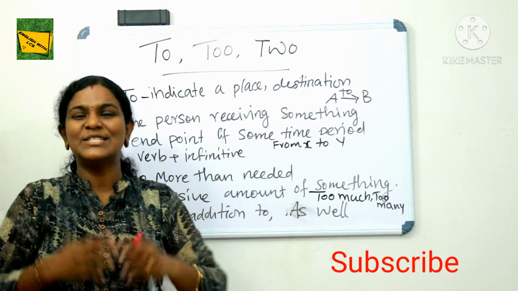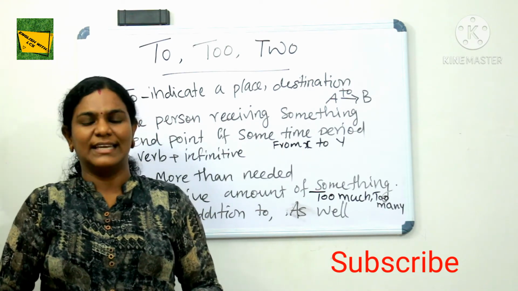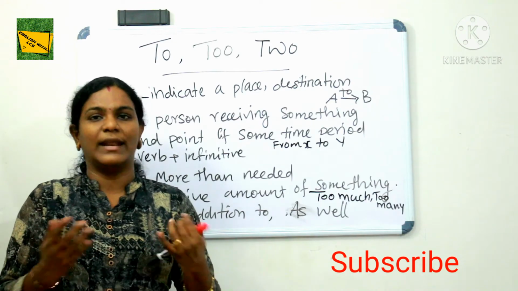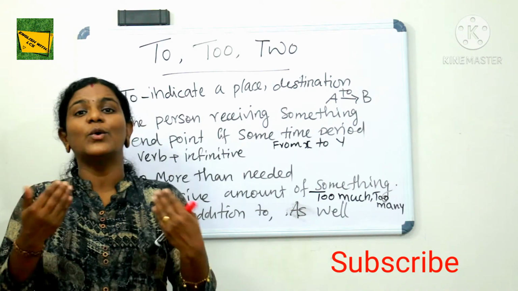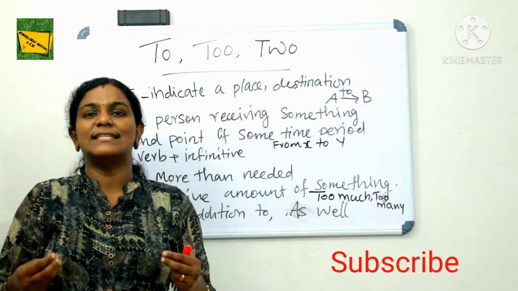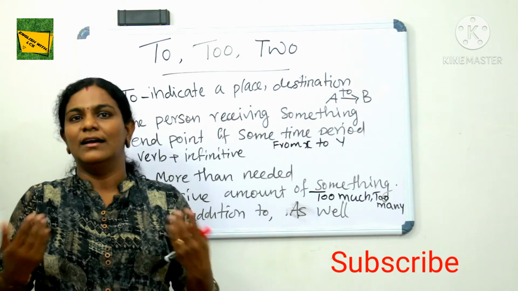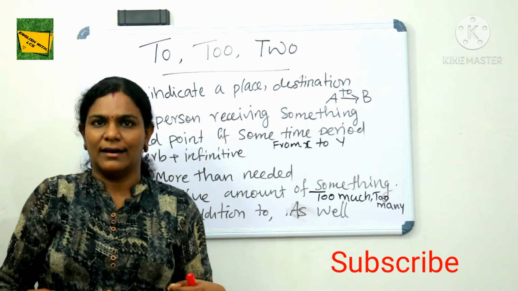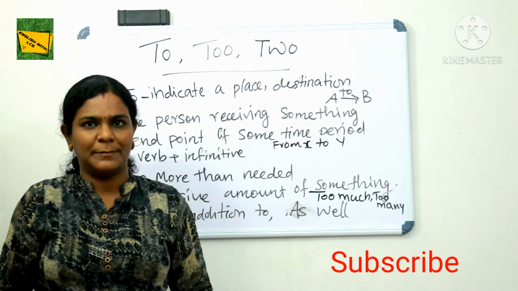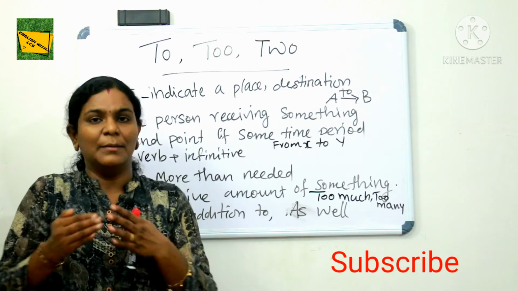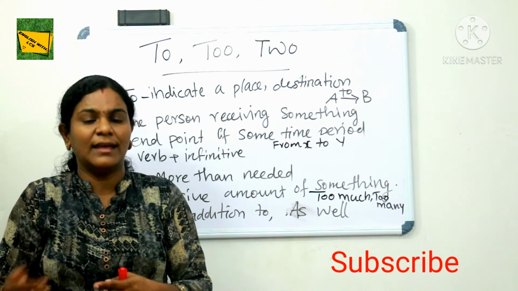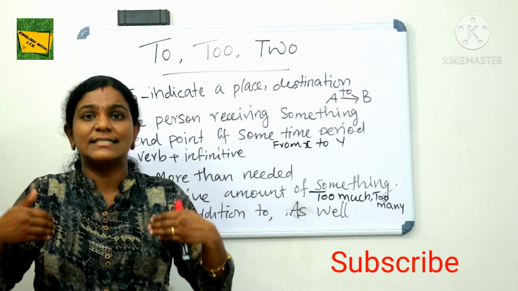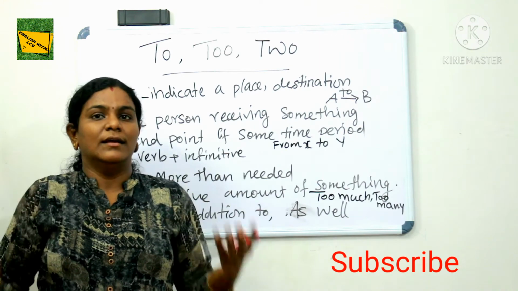T-O-O. And this "too" is actually used either with an adjective or with an adverb in order to show something that is excessive or more than needed. That means if I am saying that this churidar is too big for me, that means I have a size but the churidar which I have selected from there is too big. It is excessive for my size.